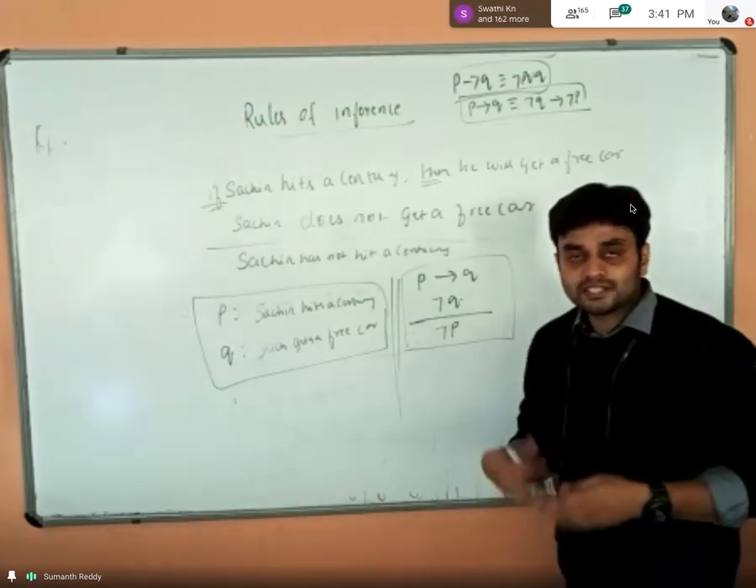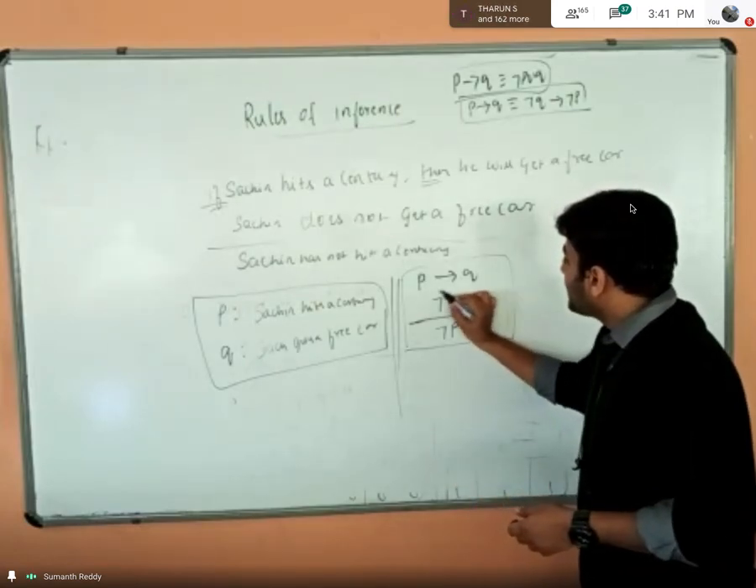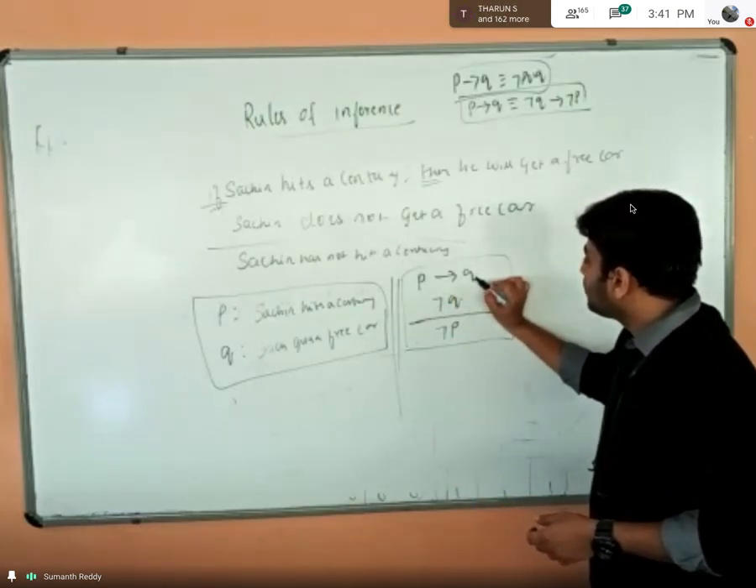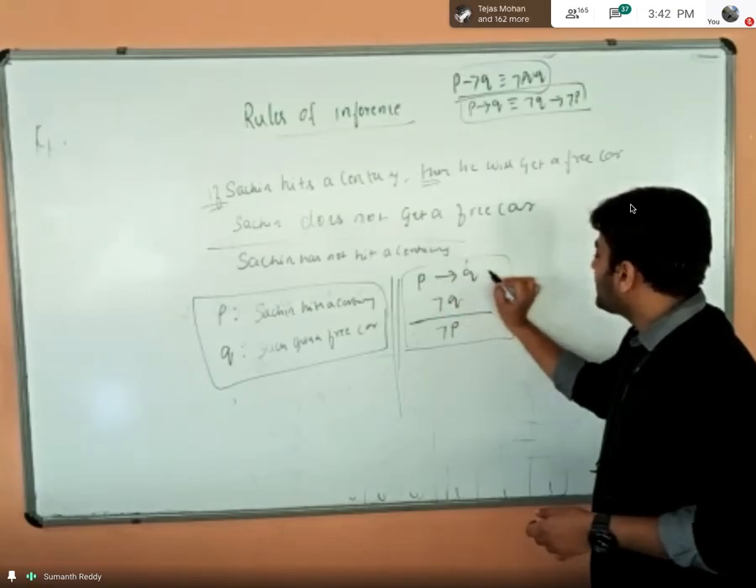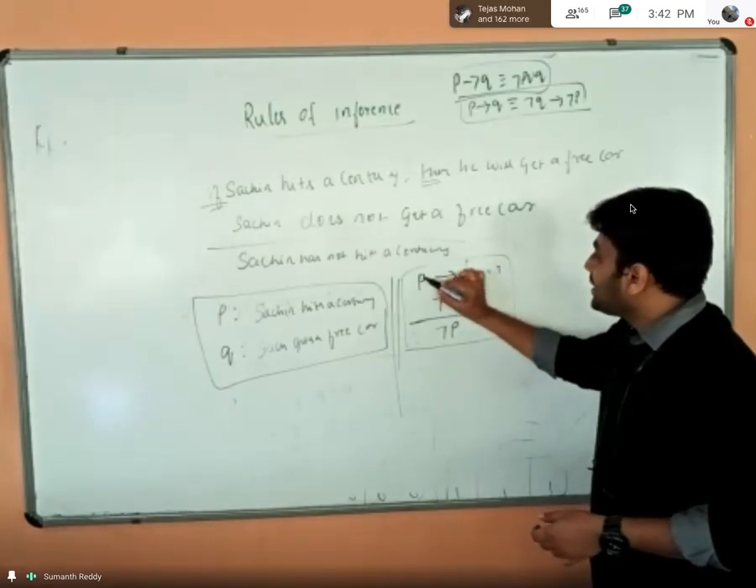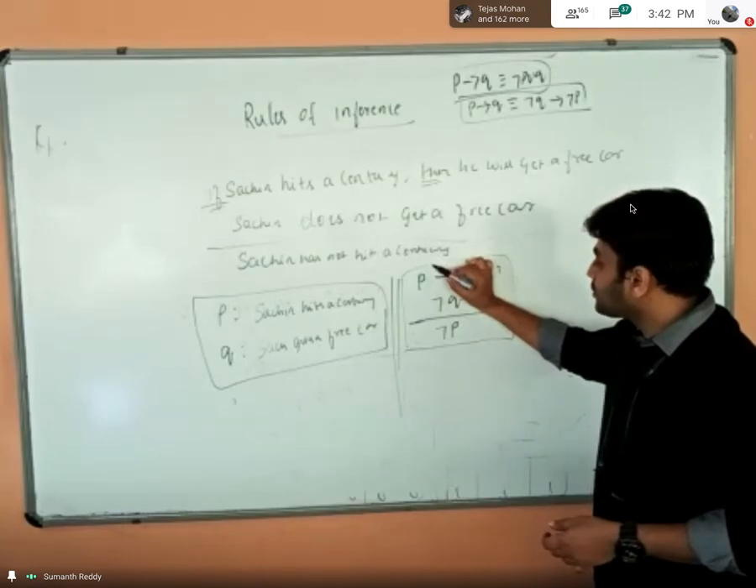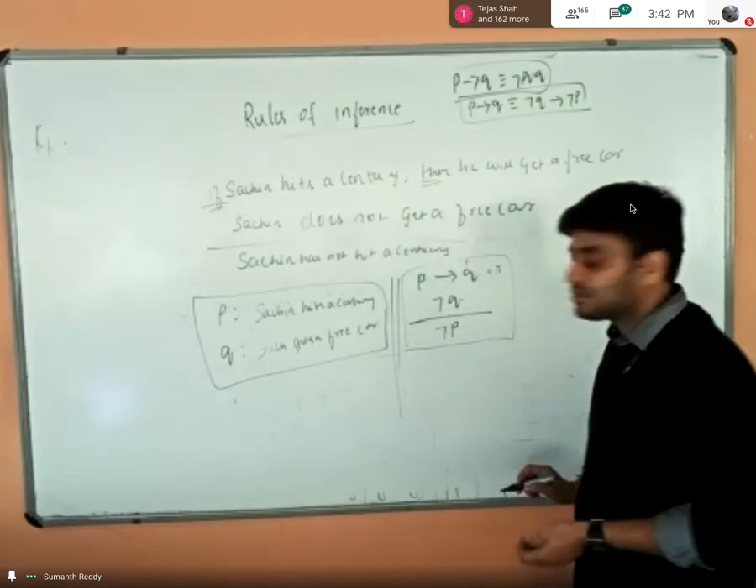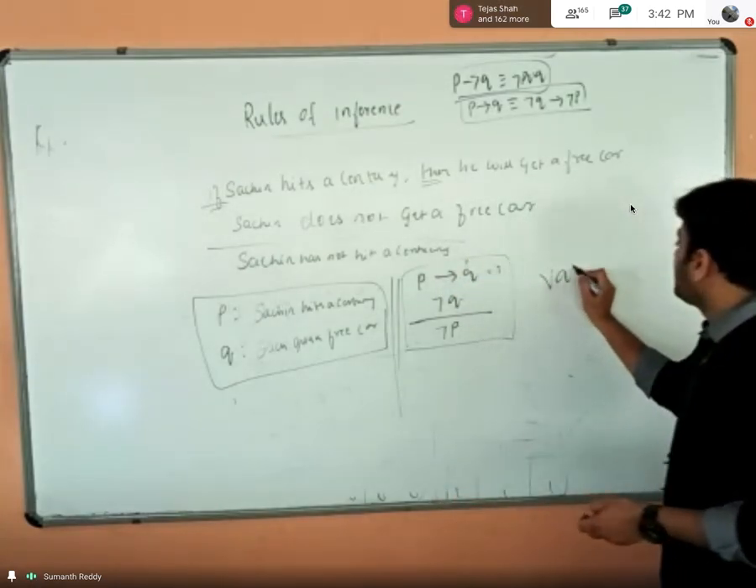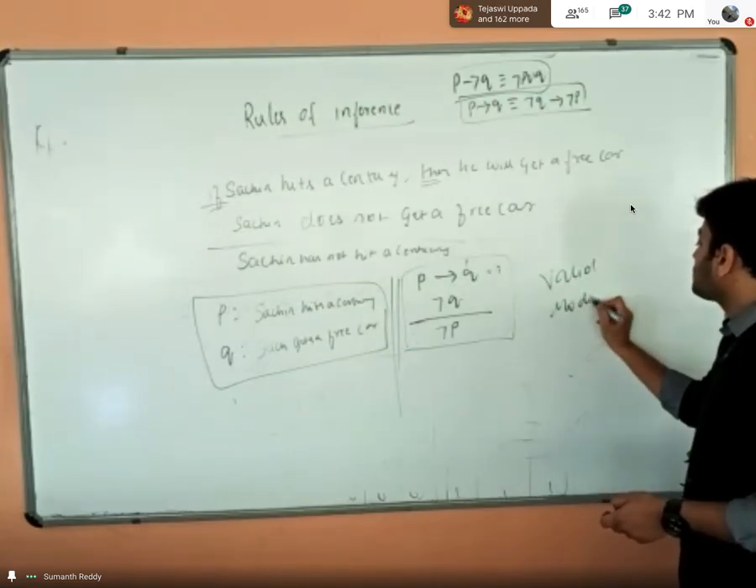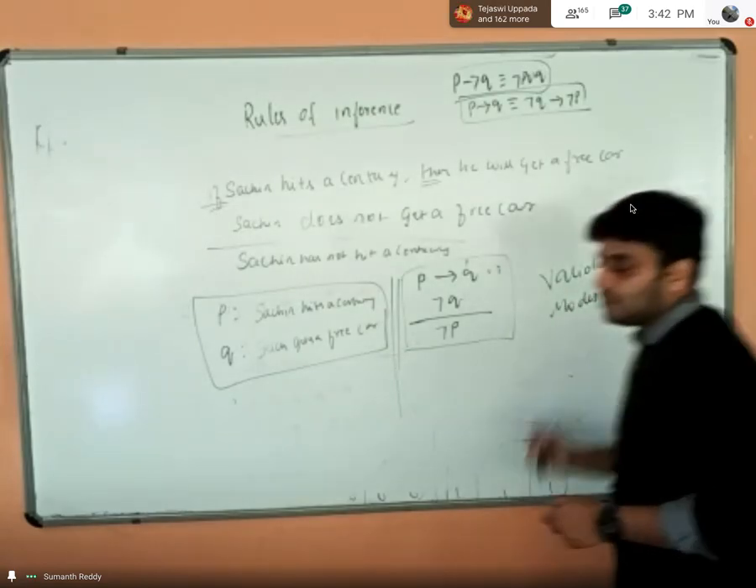Or I'll just tell you, if you use common sense, if negation of Q is true, Q is false. We already know that P implies Q is true. Then P cannot be true. If it is not true, then what is true? Its negation is true, right? So that is the conclusion. So you have to tell it is valid according to which rule? Modus tollens. Okay.